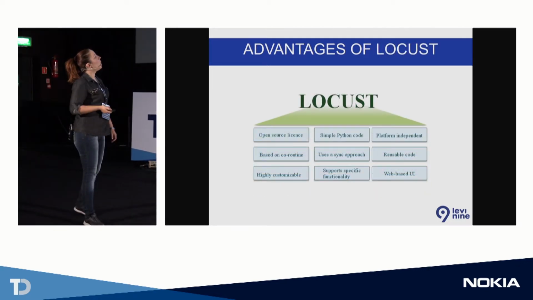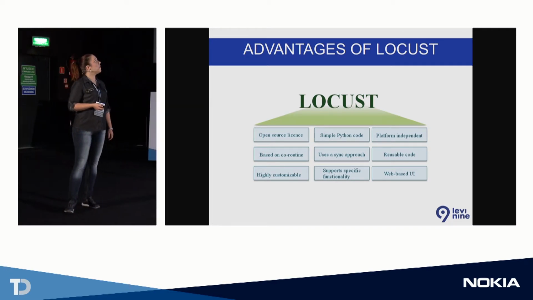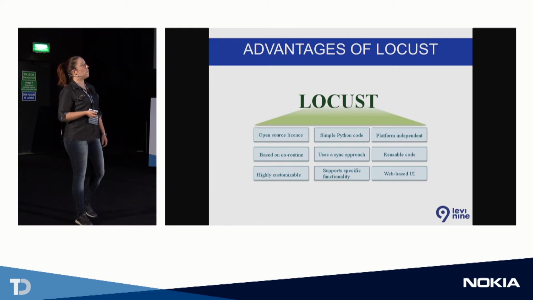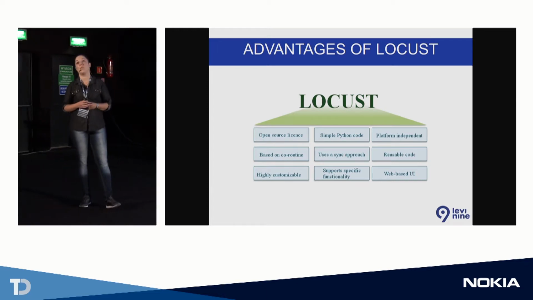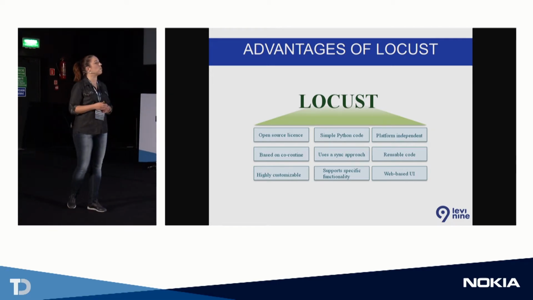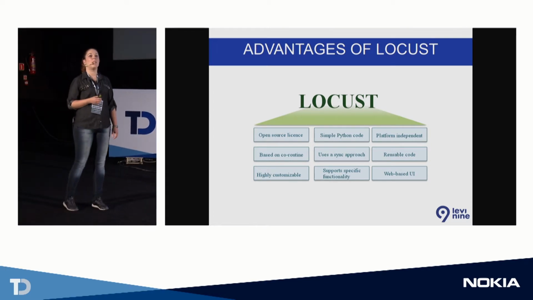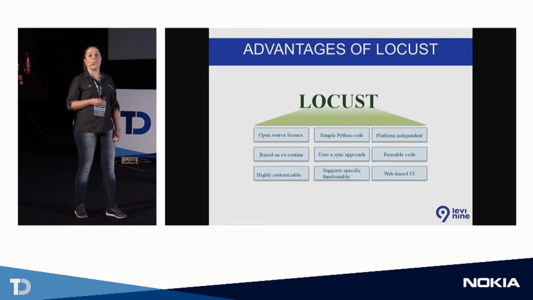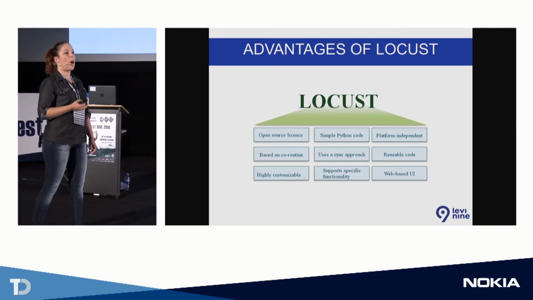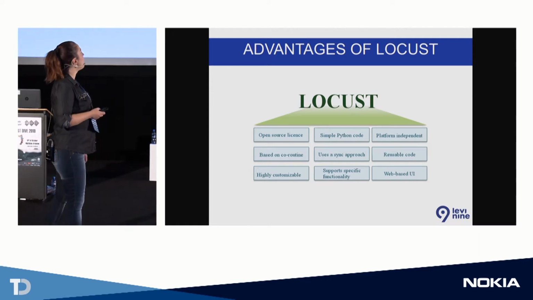Also, advantages of Locust. It's also open source, with a license, and simple Python code. I like it very much. It's platform independent, and we have reusable code. It's easier for us. Also, it is based on coroutines. We have a lot of functionality that Locust supports. Web-based UI, easily customizable, highly customizable, and used for the async approach.